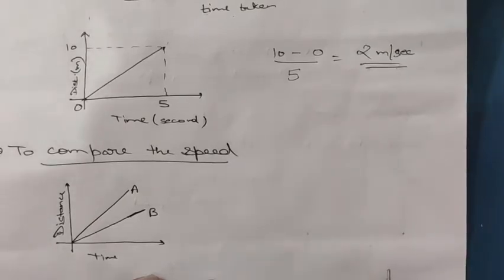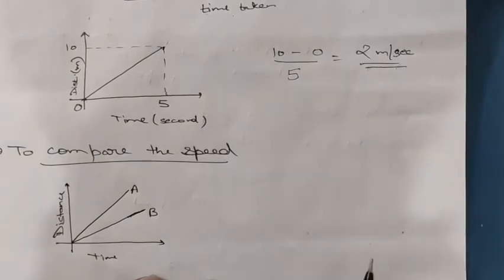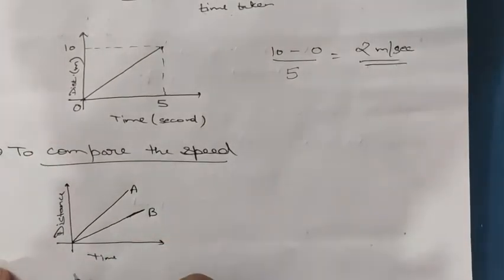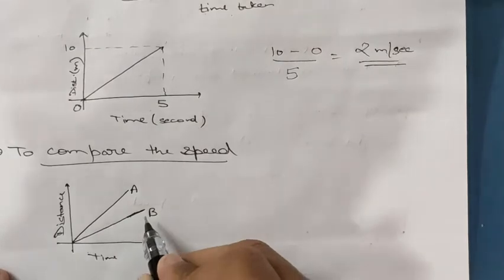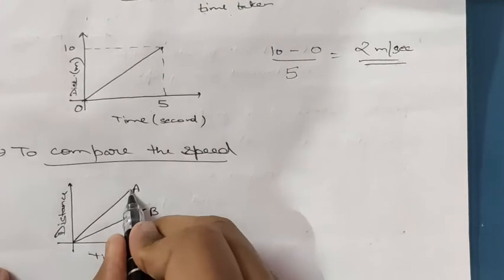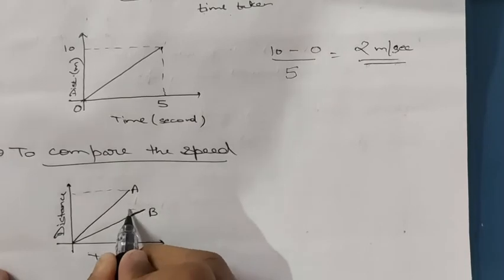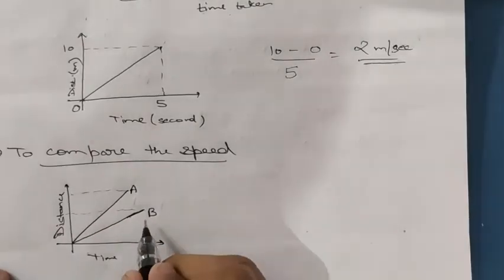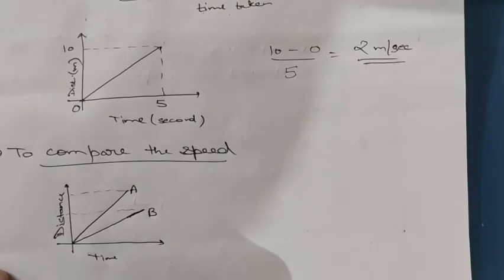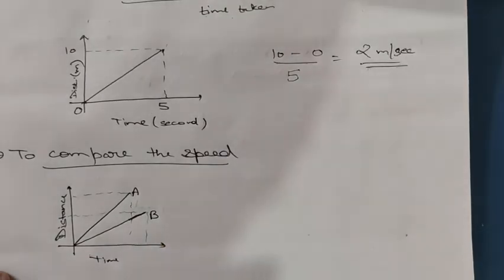So students, the next one is to compare the speed. That means if two objects are given on the distance time graph, how do we compare their speeds? Let's take a look. Say a distance time graph is given and two objects A and B are moving. The distance traveled by A is somewhat here, and the distance traveled by B is here. Definitely the distance traveled by B is less compared to A, and A has taken less time. So who will be moving faster? Definitely A.